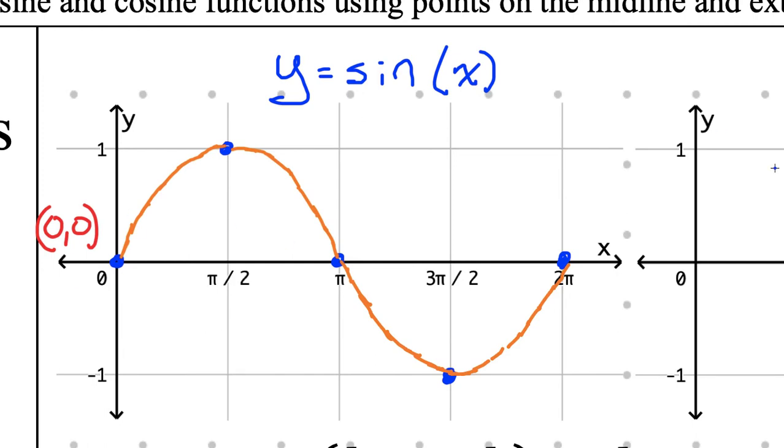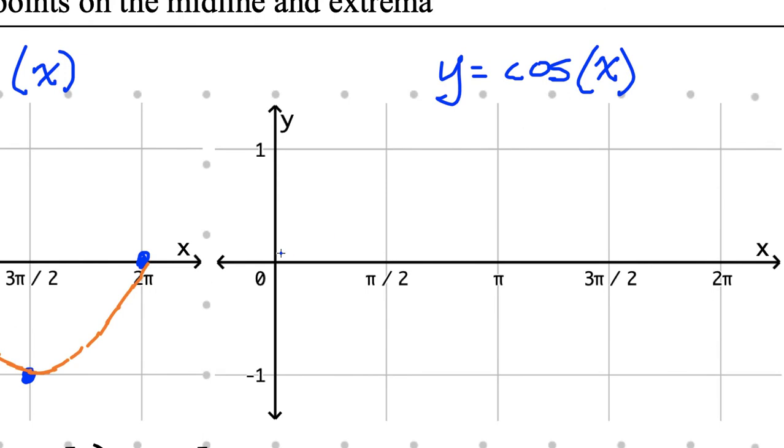Now let's talk about cosine. So cosine does not start at the origin. It starts at 0, 1. It actually starts at an extreme value, an extrema. This is its maximum, right? So I'll put this in red. It is important. It starts at 0, 1. That's the important bit about cosine. And from there, you should be able to get the rest of it.